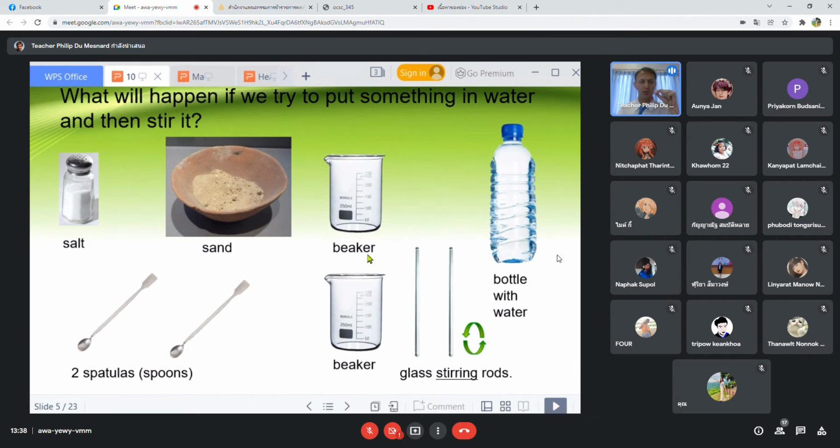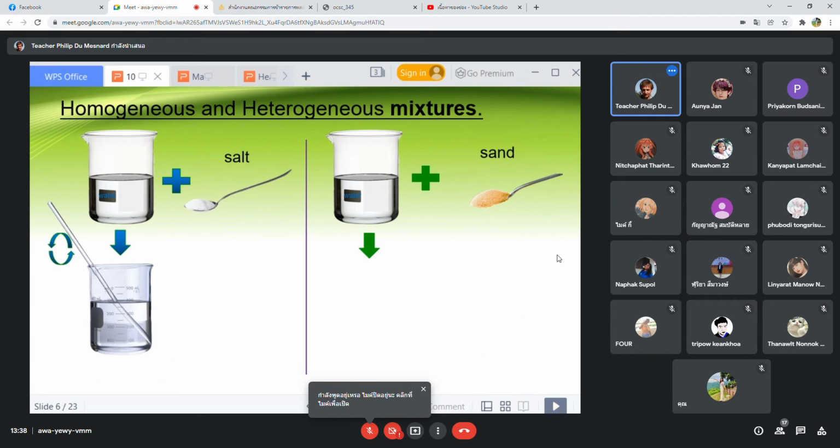So remember, in science, you don't use a cup, you don't use a mug, you don't use a glass. No. You use a beaker. And this is like a spoon. It's the special science spoon, and so we say spatula. Okay, and this glass stirring rod, you just use it to mix something or to stir something. Okay, let's go to the next one.